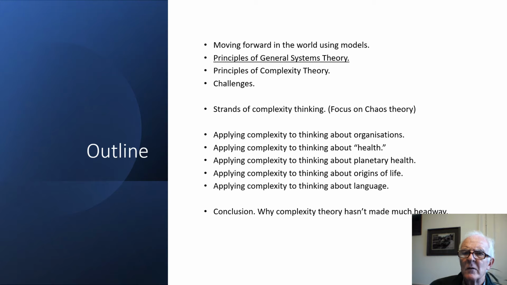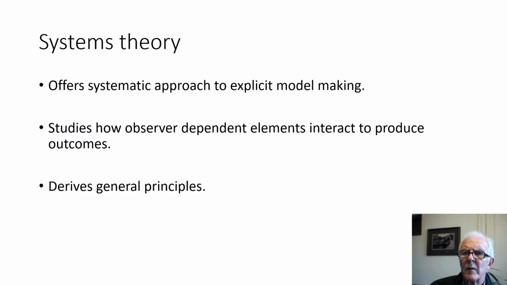Let's think about general systems theory. Well, in fact, systems theory offers a systematic approach to explicit model making. I think that's a good starting point for understanding what it is. And it studies how observer-dependent elements interact to produce outcomes, and it derives general principles that we may apply more broadly across different types of systems.